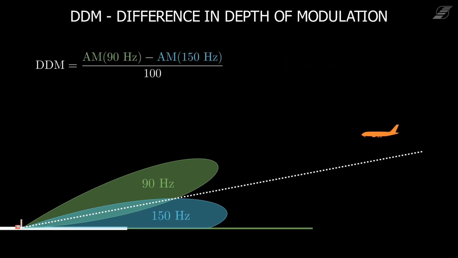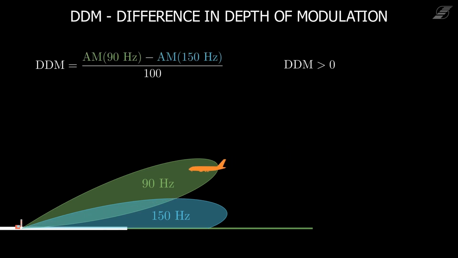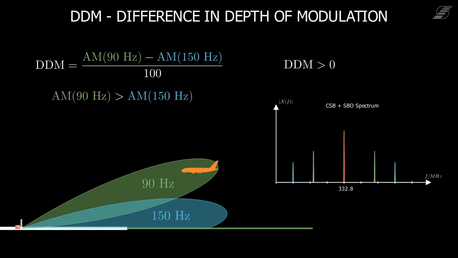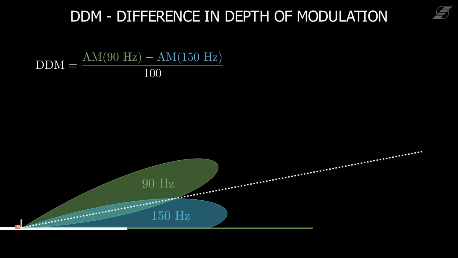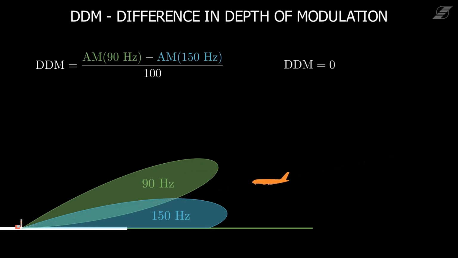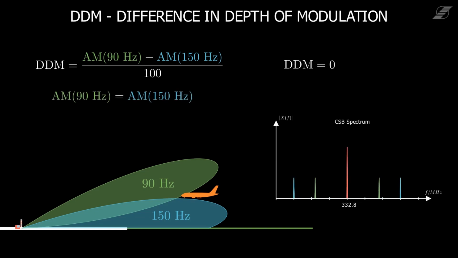When the aircraft is located above the optimal approaching angle of 3 degrees, the 90 Hz signal is predominant. The spectrum on the right shows the carrier in red and the 90 Hz and 150 Hz parts in green and blue. The part of the 90 Hz signal is now higher. This results in the DDM being greater than 0. The pilot now gets a fly-down signal that guides him back onto the optimal glide slope. When the difference is 0, the aircraft is on the optimal route because both frequencies have the same modulation depth as displayed in the spectrum.